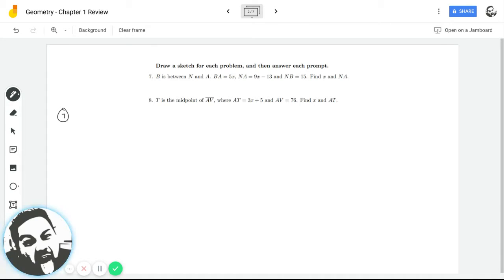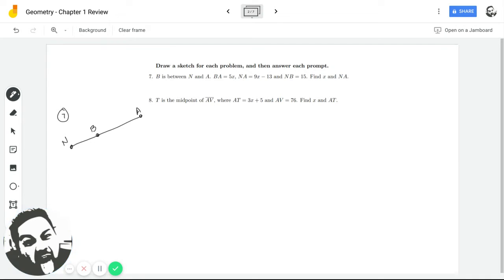All right, so I'm going to start off with a segment. Now B is between N and A, so B has to be somewhere on the segment that's not at the endpoints. N will be at one endpoint, and A will be on the other endpoint. So we have those 3 points right there. And that gives me my picture.